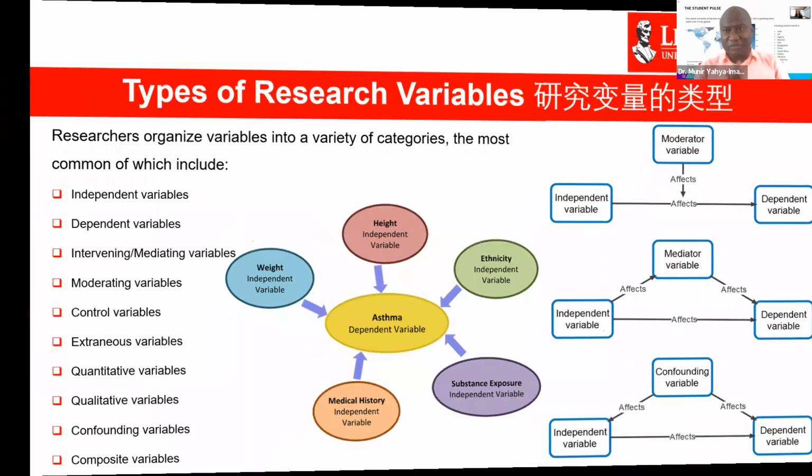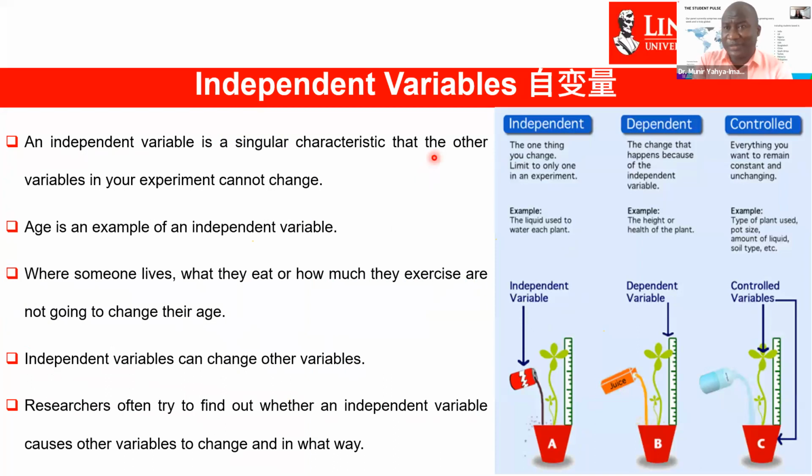Now let's look at the independent variable. This one is quite common in most research you will have come across. An independent variable is a singular characteristic that the other variables in your experiment cannot change. Age is an example of an independent variable. Where someone lives, what they eat, or how much they exercise are not going to change their age.